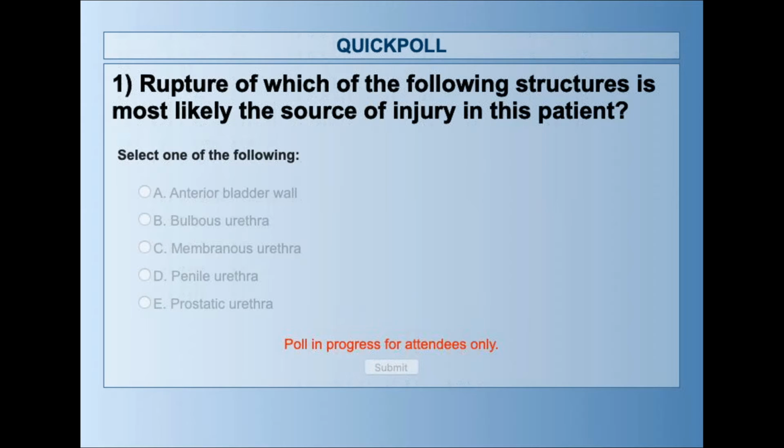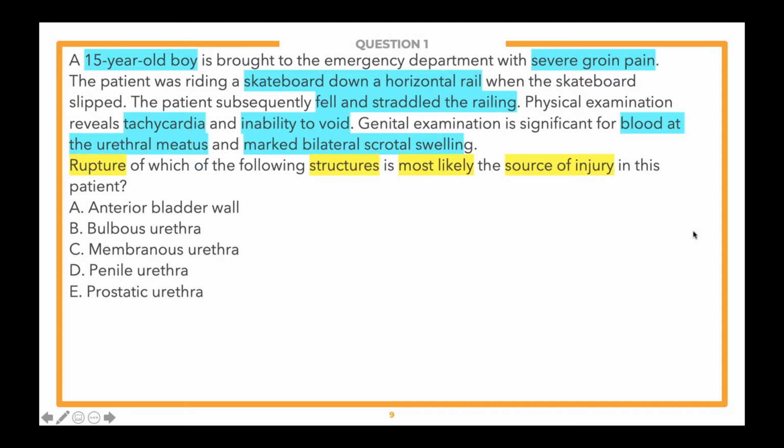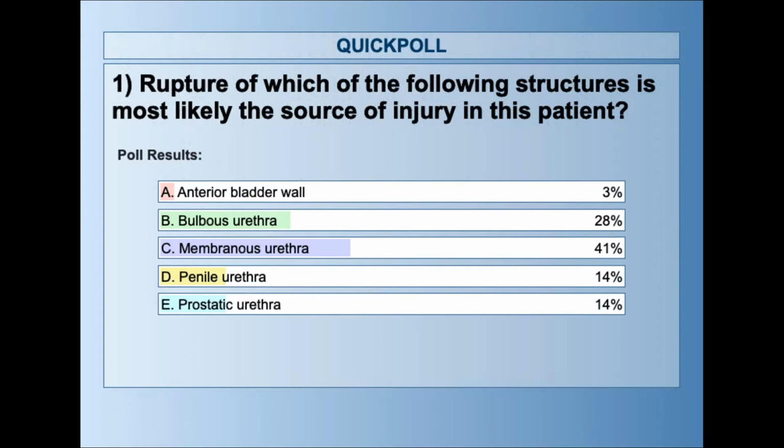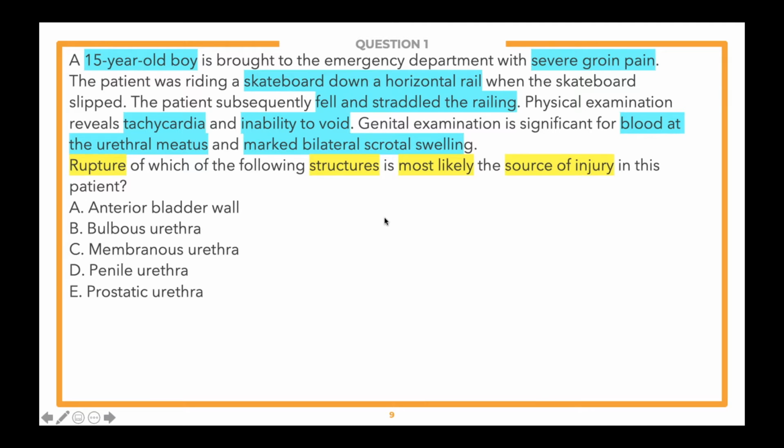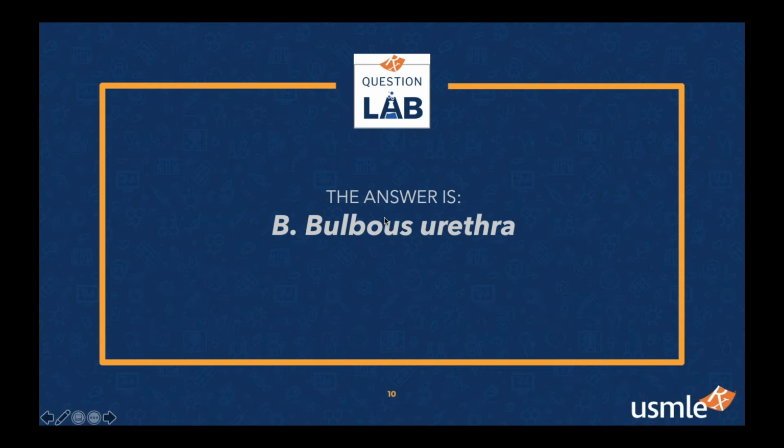All right. Well, let's take a look and see what you selected. 41% of you selected membranous urethra, 28% of you selected bulbous urethra, and third place was a tie with fourth place for penile urethra and prostatic urethra. So let's see what the correct answer is. And the correct answer is B, bulbous urethra, and 28% of you got it right. So definitely a challenging question. Let me hand it off to Paris.